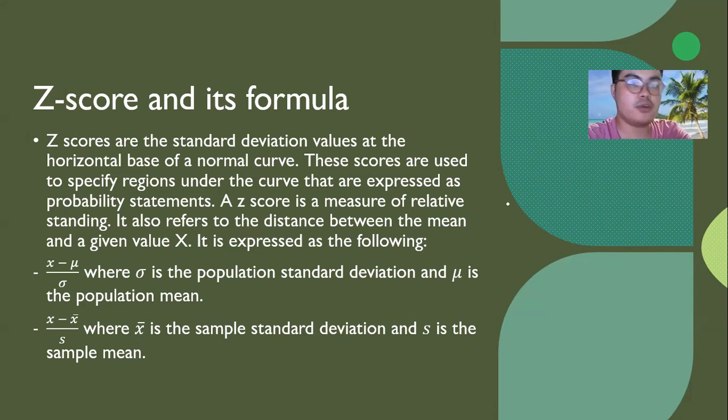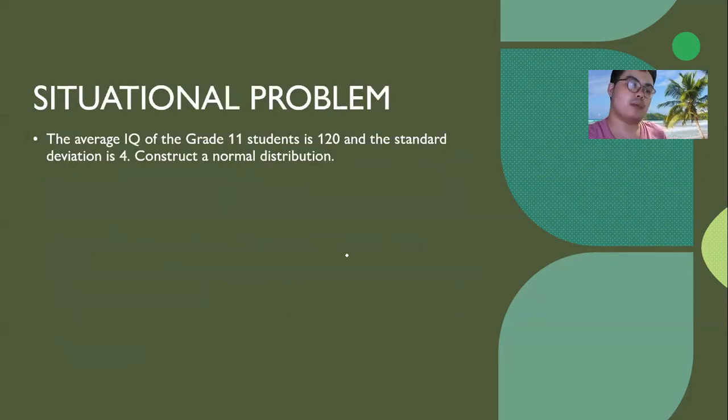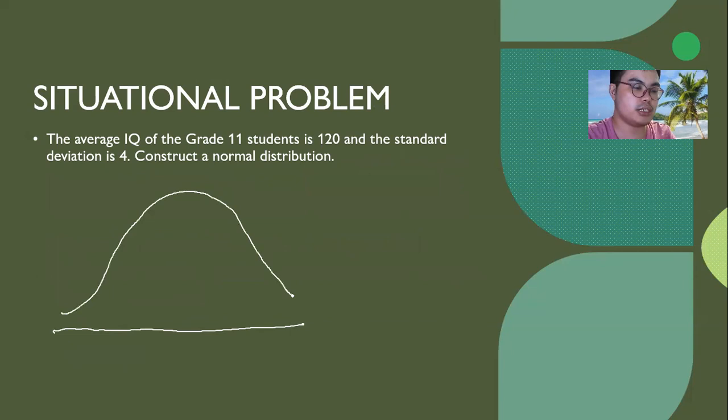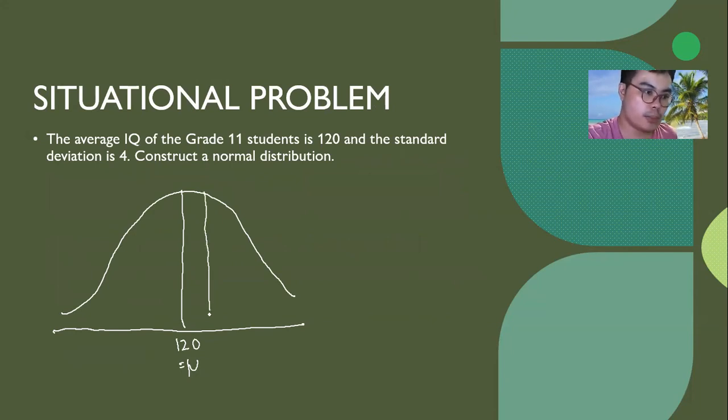So here are the formulas for finding the z-score, but before that, allow me to apply the concepts that I had learned in the normal curve. Keep in mind that the mean is always at the center. So here is the mean, and I will not forget to label it. This is mu. Since the standard deviation is 4, going to the right, you add 4.